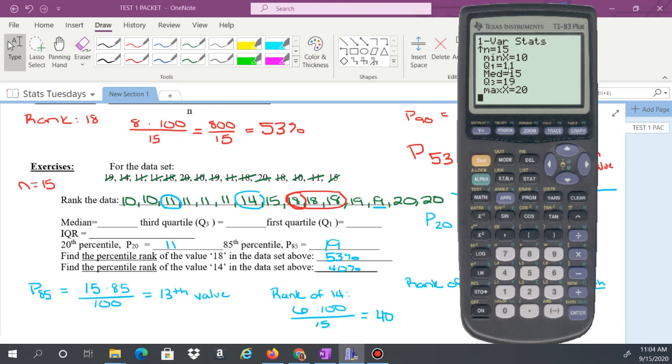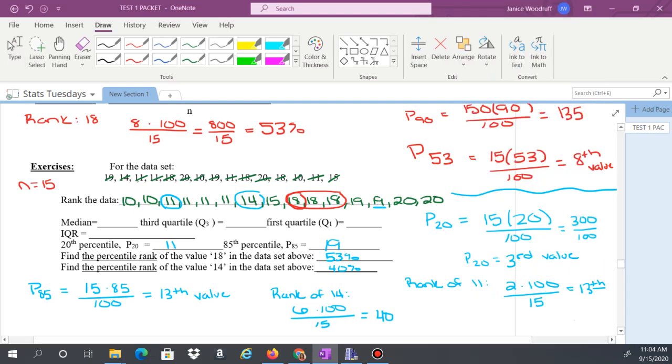Okay, so your quartile 1 is 11. Your median is 15, which is quartile 2. Quartile 2 and the median are the same thing. Your quartile 3 is 19. Okay, so it's going to give you that data. And then your minimum is 10, your maximum is 20. Okay, so let's write that down. So you've got your median is 15. Quartile 3 was 19. Quartile 1 was 11. The interquartile range is Q3 minus Q1, so 19 minus 11. So that's going to give you 8.